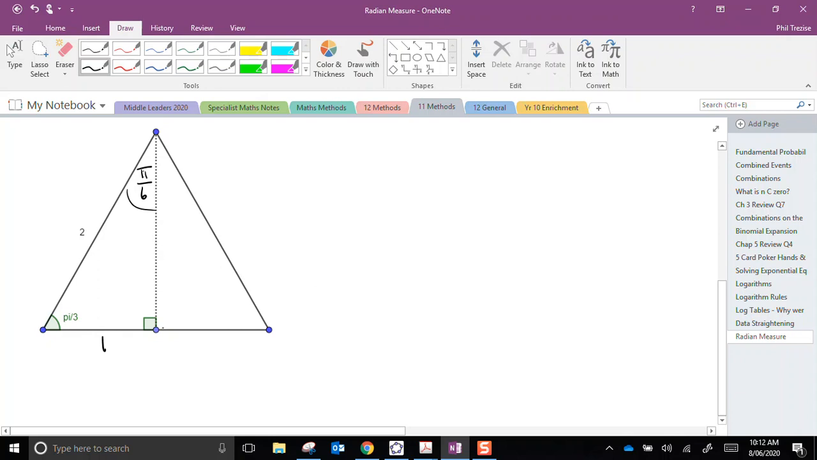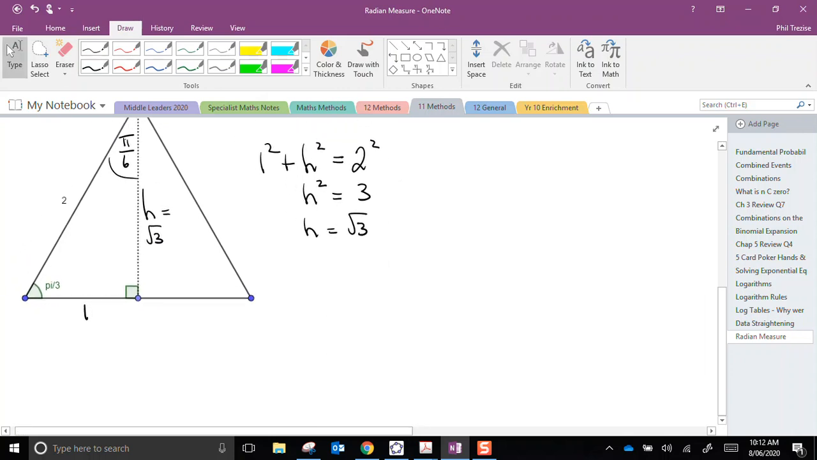So we're going to start to think of this as an angle of pi over 6 radians. Now what about this height of the triangle here, h? Well, Pythagoras would say this: 1 squared plus h squared equals 2 squared. So h squared is 4 take 1, that's 3. H is the square root of 3. That's interesting.